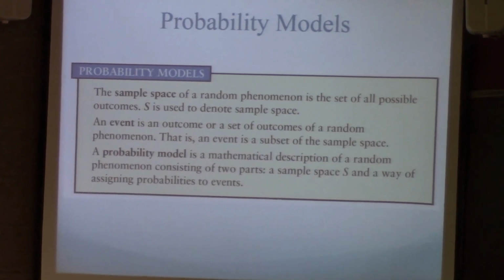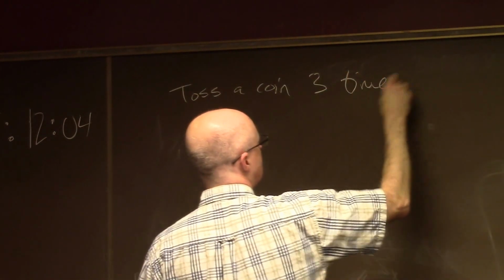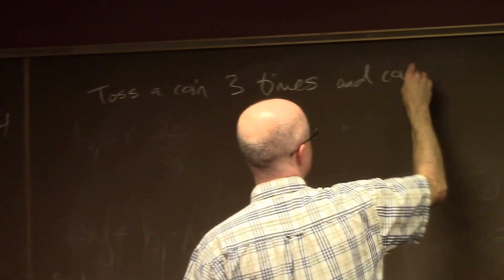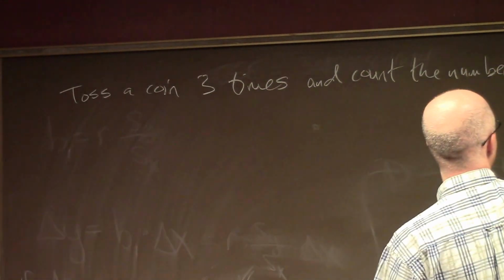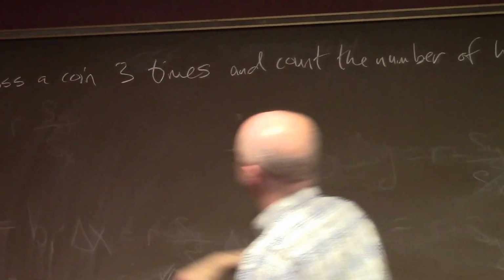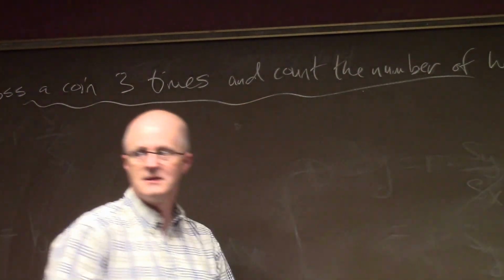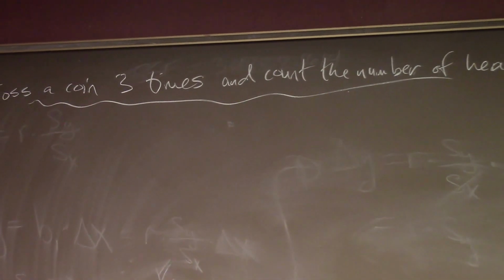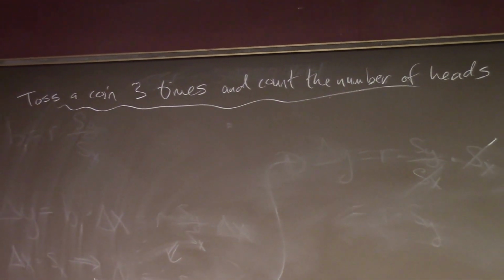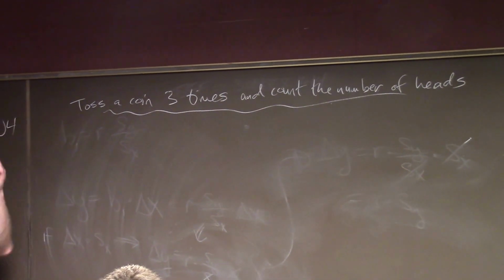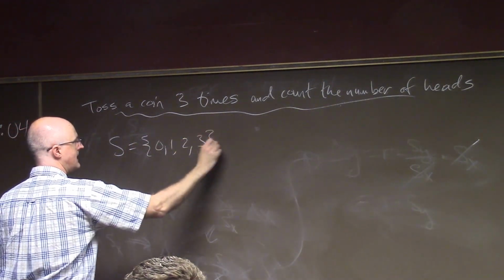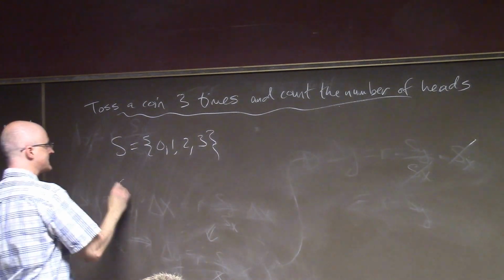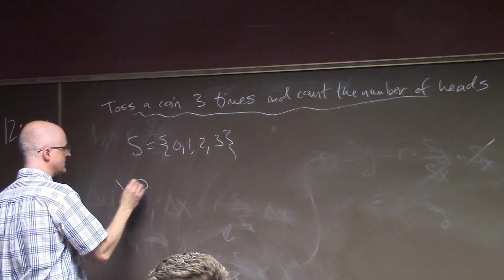Here's an example. Toss a coin 3 times and count the number of heads. So when you do that, you're going to get 4 possible outcomes: 0 heads, 1 head, 2 heads, or 3 heads. 4 possible outcomes. What probability should I assign to those outcomes? The sample space is 0, 1, 2, or 3. How do you assign probabilities to those different x values?